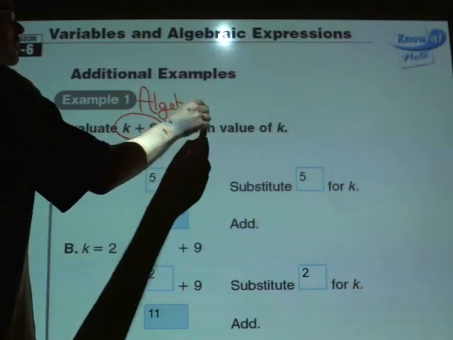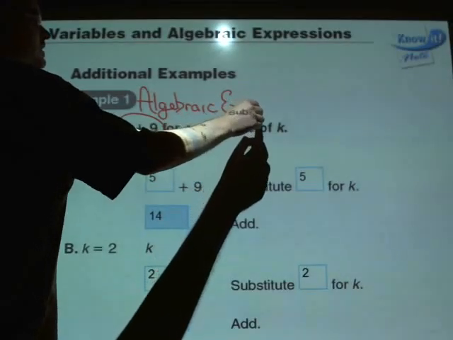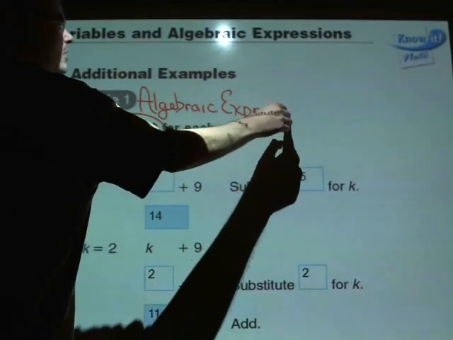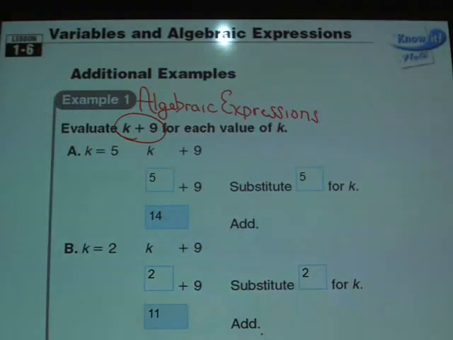Again, an algebraic expression, that's just a problem really. Notice what it's missing is it does not have an equal sign. It's something we're going to simplify here. It's not just any old problem though. It's got a variable in it as well. It doesn't necessarily have to, but it can.